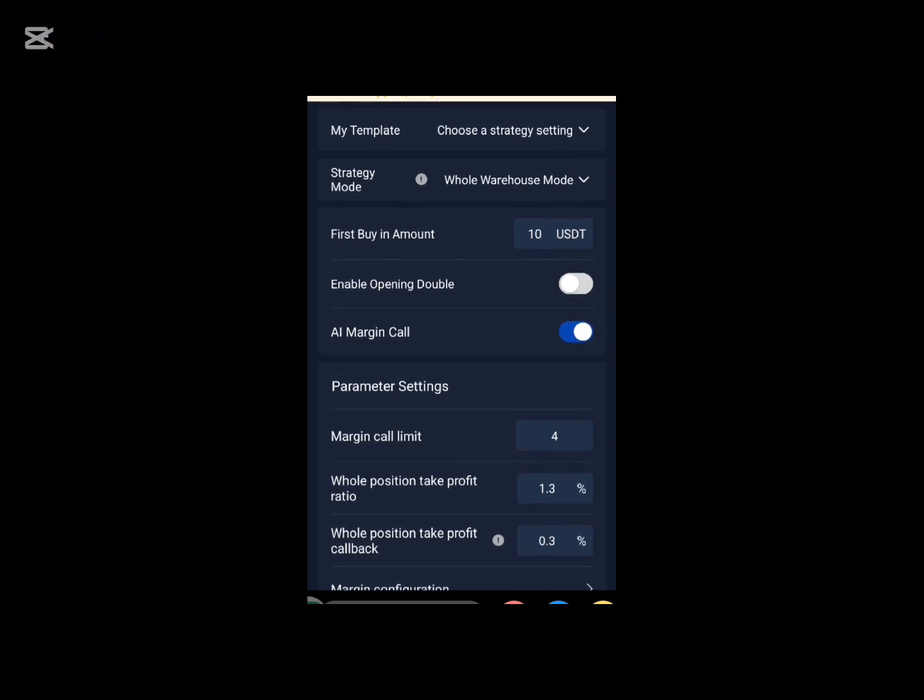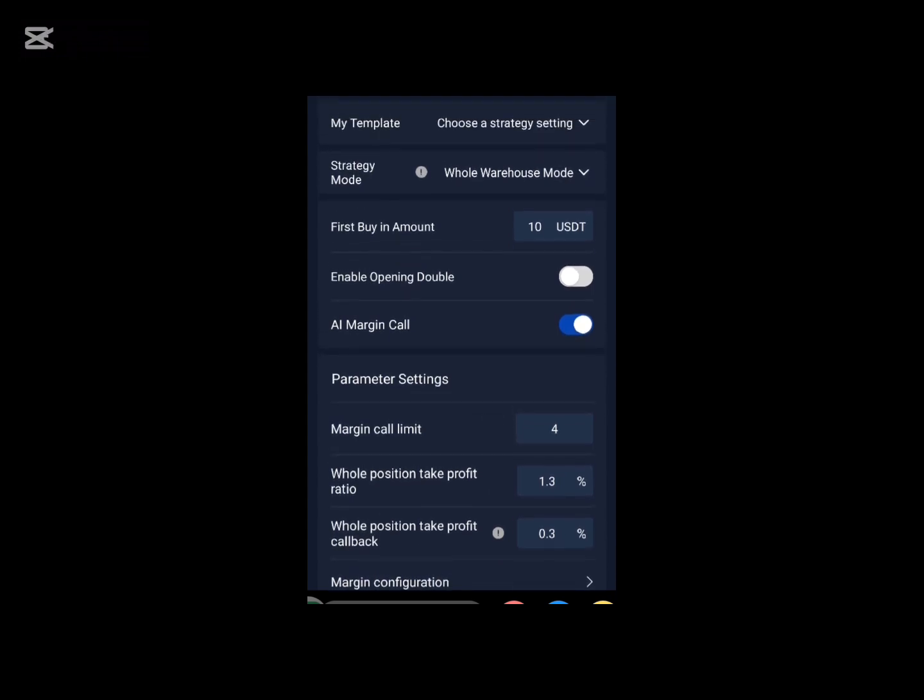$10 means that you are calculating your capital and you want to apply what we call risk management. You want to manage your capital very well. So you just use $10 as your first buy amount. I'm setting an account for $50. With a $50 account, your first buy amount will be $10.